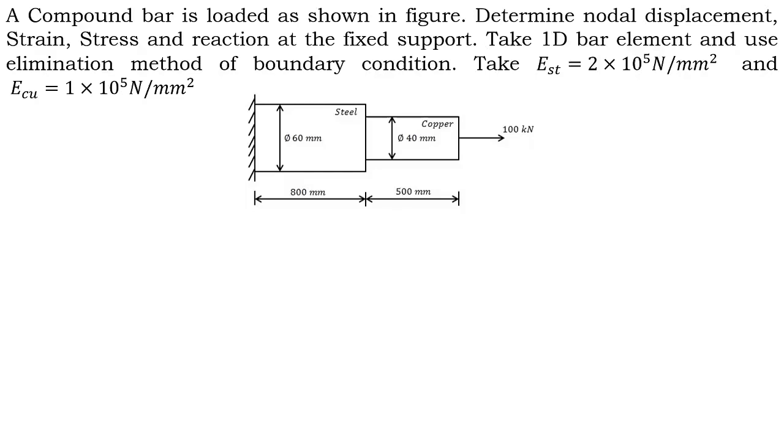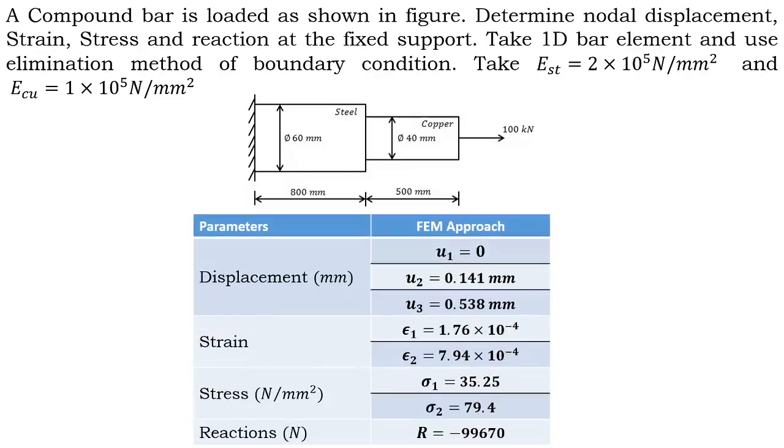The Young's modulus for the two different materials is mentioned. That is, Young's modulus for steel is 2 into 10 to the power of 5 Newton per mm square, and Young's modulus for copper is 1 into 10 to the power of 5 Newton per mm square. Before going to the answers, let us go through the values we have calculated using the FEM approach.